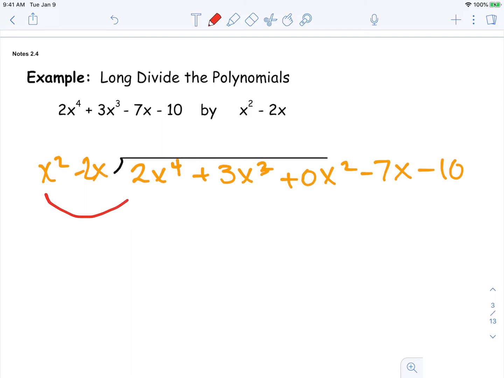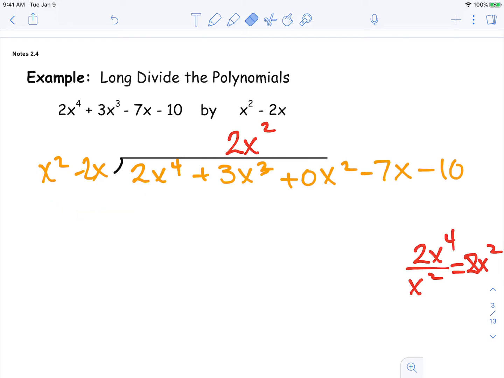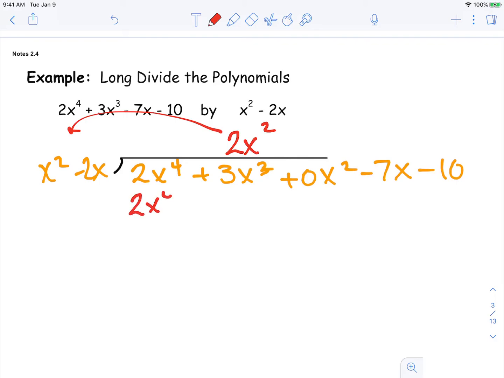We're going to take x squared and divide it into 2x to the 4th. So what's 2x to the 4th divided by x squared? Well, that is 2x squared. Now we're going to multiply what's in front. 2x squared times x squared is 2x to the fourth. 2x squared times negative 2x is negative 4x cubed.